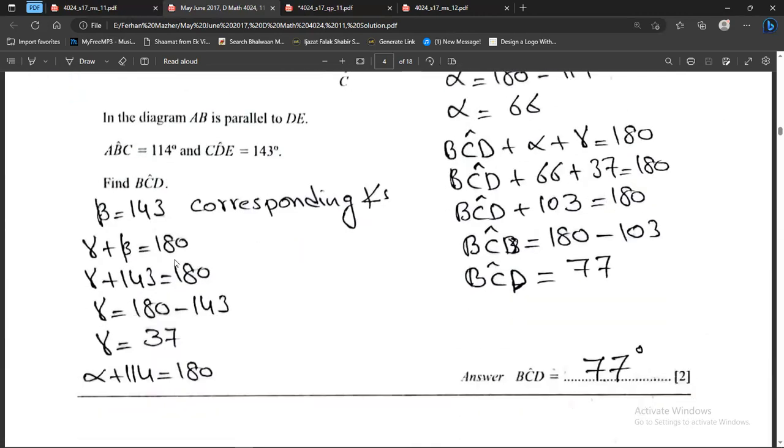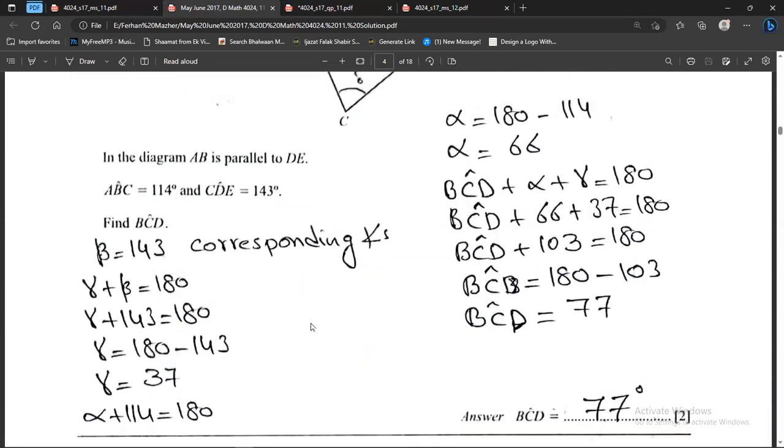Okay, so here we have that solution. The beta is equal to 143 because these are corresponding angles. Gamma plus beta is equal to 180. Gamma plus 143 is equal to 180. So the gamma will be equal to 180 minus 143. Gamma will be 37. In the same way, alpha plus 114 is equal to 180. It's a straight line, so the sum of the adjacent angles on a straight line is equal to 180. So the alpha will be equal to 180 minus 114, and the alpha will be equal to 66.